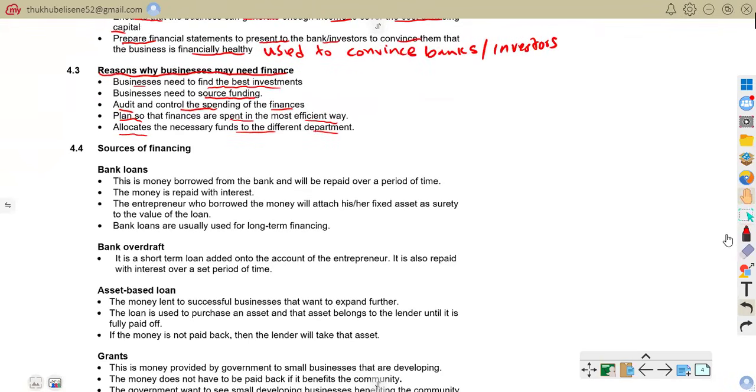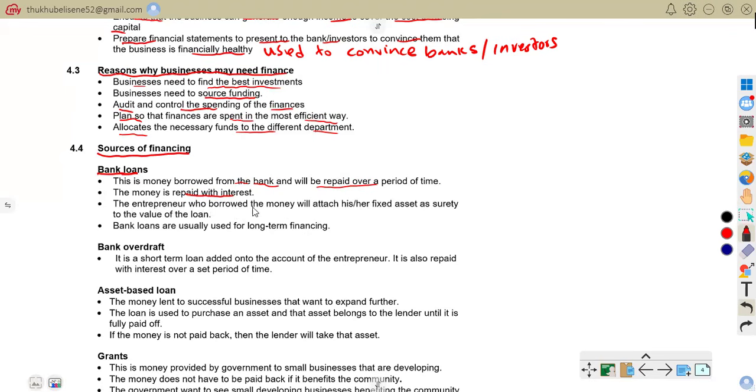Source of financing. We are first going to talk about the loan. This is money borrowed from a bank and we pay it back over a period of time. We're talking about the bank loan, borrowed from the bank and paid with interest, for example, a loan to buy a machine. So the money is repaid with interest.